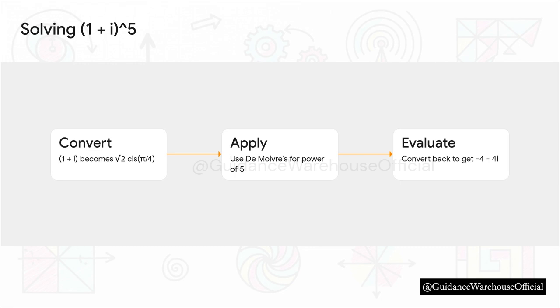Step 3, convert it back. Evaluate the sine and cosine of 5 pi over 4. Distribute your 4 root 2. And in exactly 3 lines of work, you arrive at your final answer, -4 minus 4i. No tedious foiling required whatsoever.